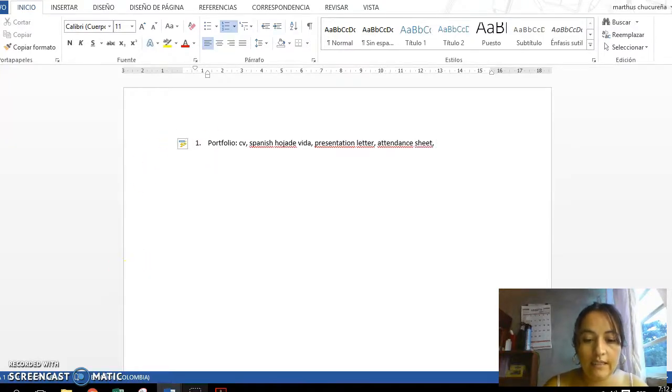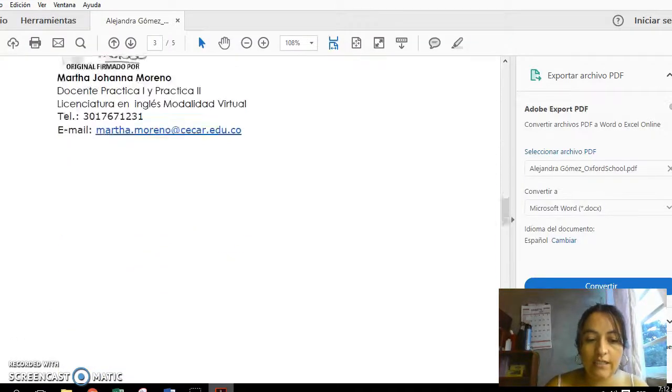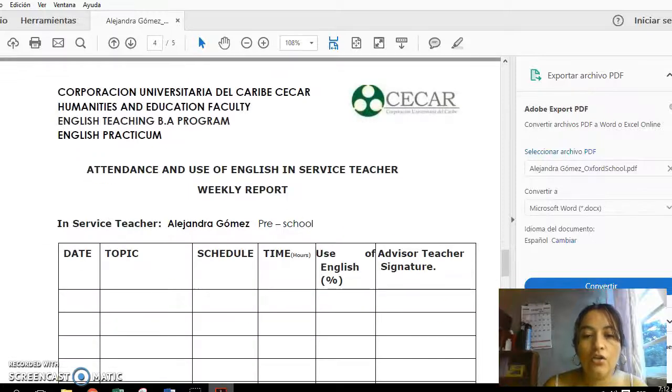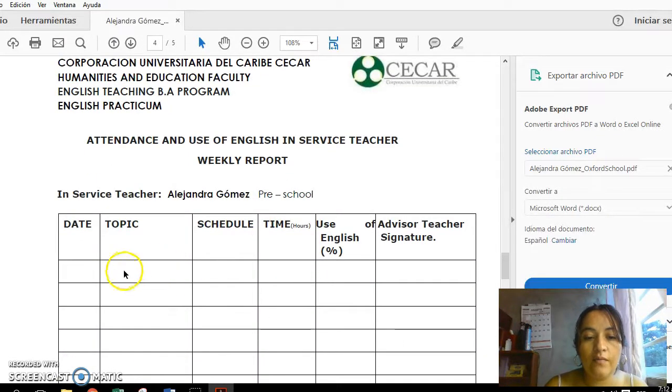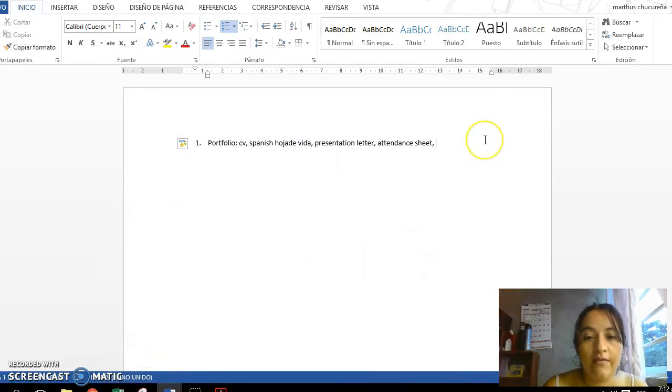The attendance sheet, remember which is the attendance sheet. The attendance sheet is attached to your presentation letter. It has to be completely filled by your advisor teacher and you, without smudges, without scratches, without corrections, without any bad thing. And also your lesson plans, the amount of lesson plans.